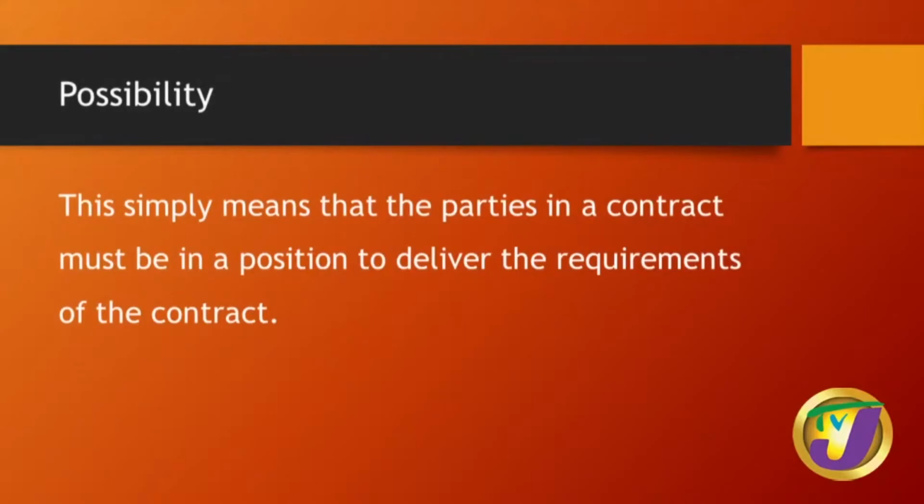Possibility. Now, the concept of possibility means that the parties in a contract must be in a position to deliver the requirements of the contract. So whatever is agreed upon, it must be that the consideration, whatever the benefit is, whatever the terms of the contract are, there must exist the possibility of those agreements being met.